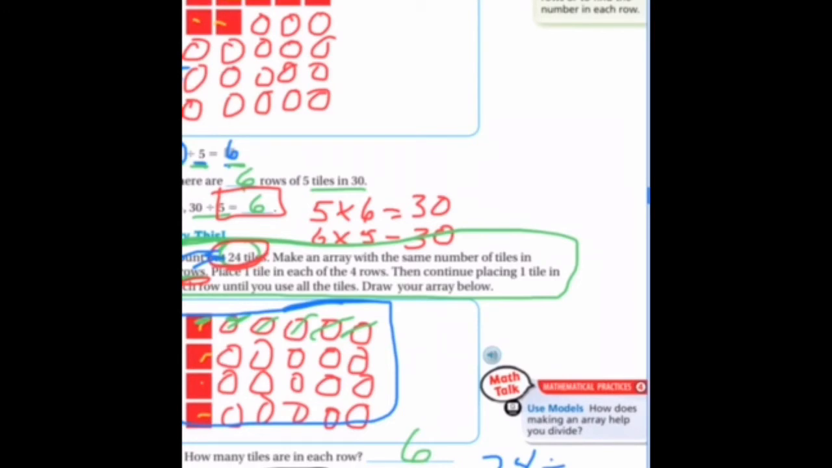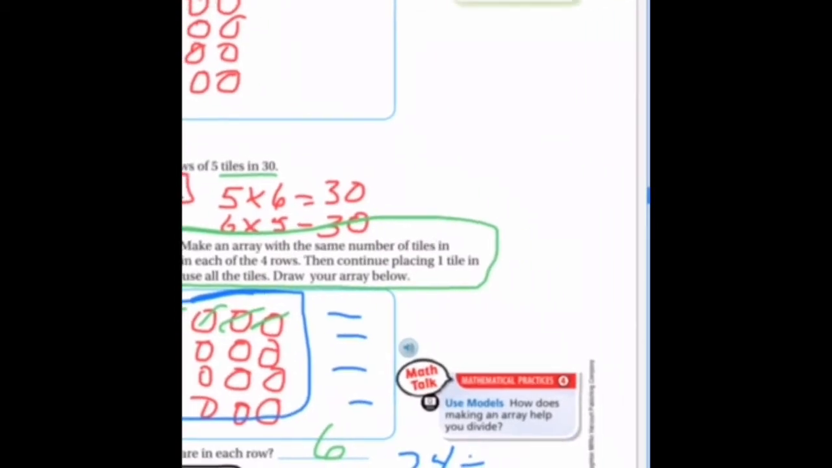We can either say how many rows there are, and in this case there are 4 rows. 1, 2, 3, 4 rows. So 24 divided by 4, the 4 rows, and then how many are in each row? 6. Okay. The other way we could write that division equation is still 24 divided by how many are in each row, which is 6, equals how many rows there are, which is 4. So those are related division facts right there.